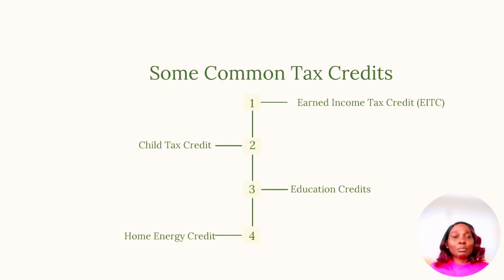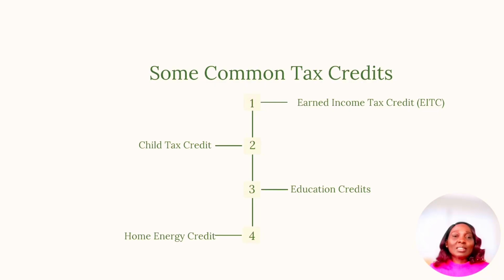Some common examples are the child tax credit, which is a credit designed to help families with the cost of raising children. The amount may vary based on factors such as the number of qualifying children and taxpayers' income. Another tax credit we are going to look at is the Earned Income Tax Credit, EITC, which is aimed at lower to moderate income individuals and families. The EITC provides a credit based on earned income and the number of qualifying children.